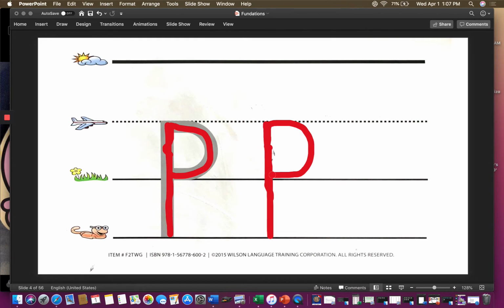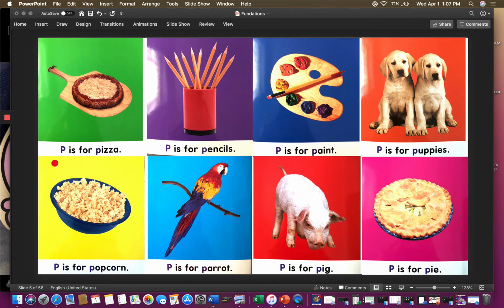Very good. Now here are some words that start with P. P is for pizza. P is for pencils. P is for paint. P is for puppies. P is for popcorn. P is for parrot. P is for pig. And P is for pie. Very good.